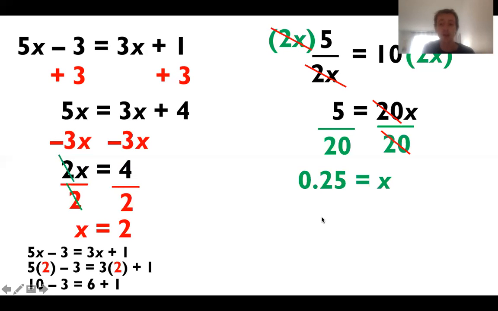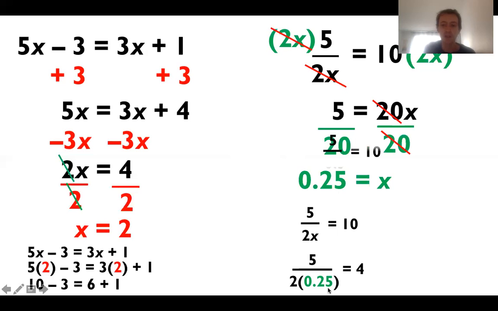We can still test our answer. If I do 5 divided by 2x equals 10, what we started with, and I replace the x with what we just found, 0.25. Well, 2 times 0.25 is going to be 0.5. If you do this, 5 divided by 0.5, you will get 10. So we did find the correct answer.